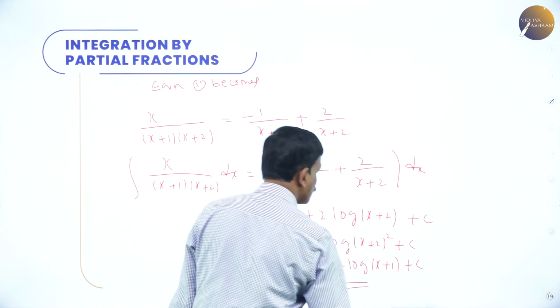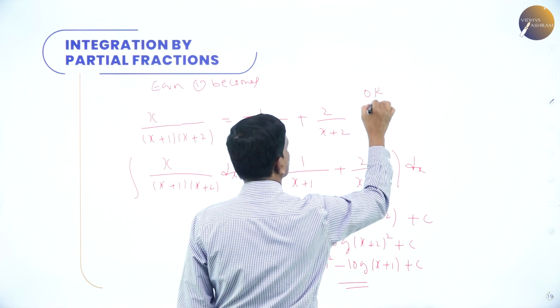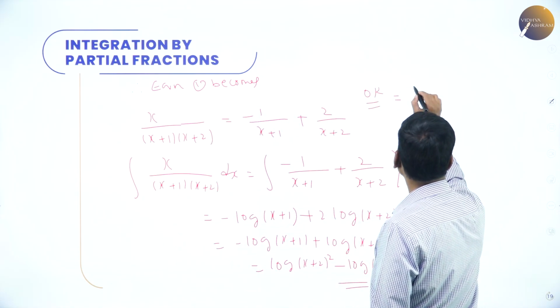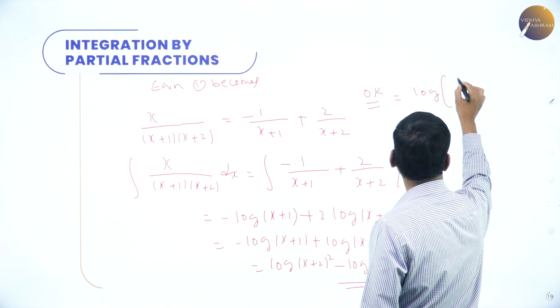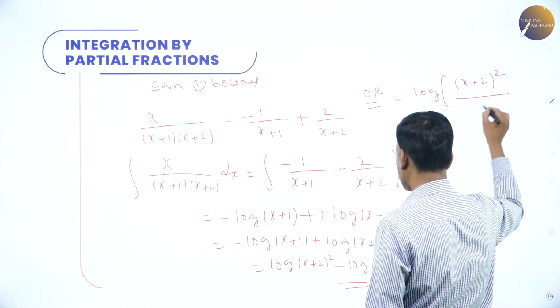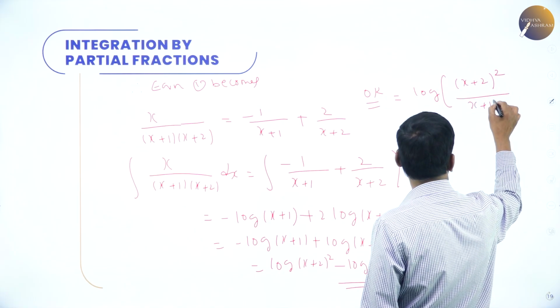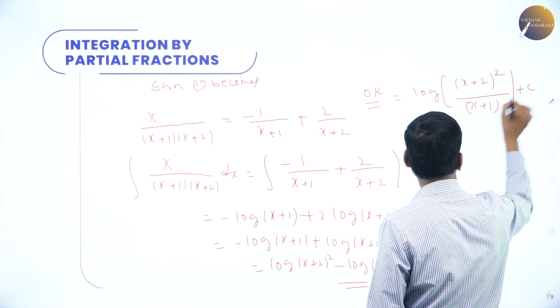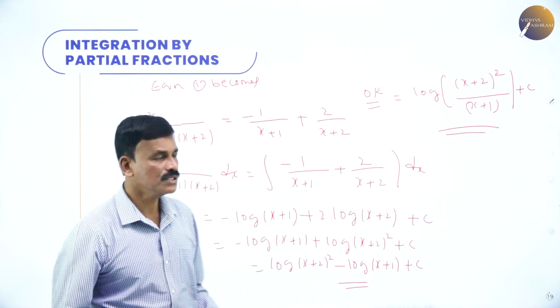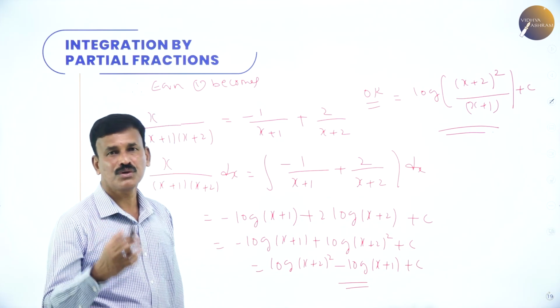If you want, you can stop here itself, or you can also write like this: log m minus log n is log m by n, so log of (x plus 2) whole square divided by (x plus 1), plus c is the integrated answer. That's it. This is how we are going to evaluate by the method of partial fractions.